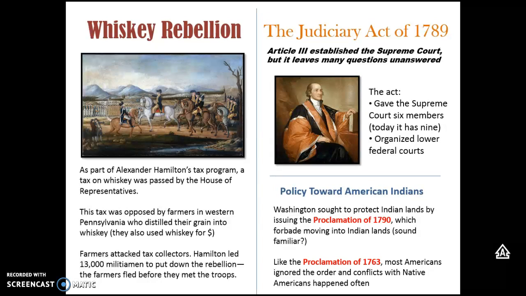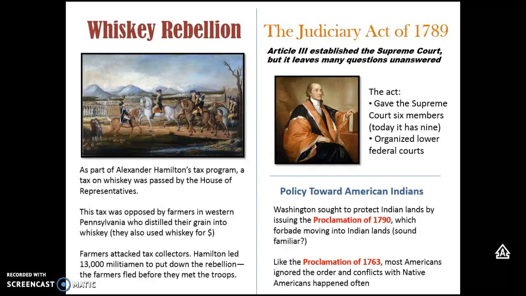And in the Judiciary Act of 1789, Article 3 established the Supreme Court, but it leaves many questions unanswered. So the act basically gave the Supreme Court 6 members. Today it has 9, an odd number in case there's a tie. And it organized the lower federal courts that lead up to the Supreme Court.